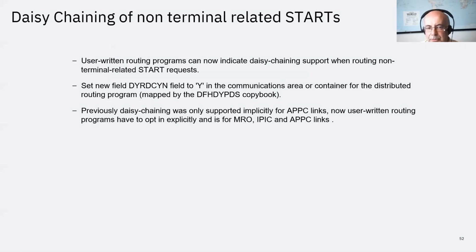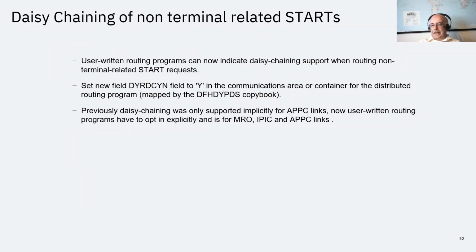Daisy chaining of non-terminal starts. This came in from a European customer who had their own user-written routing program that was daisy chaining, going from region A to B to C, etc. And technically, we didn't support that, except, embarrassingly, they found that it did work for APPC, but not for MRO or IPIC.